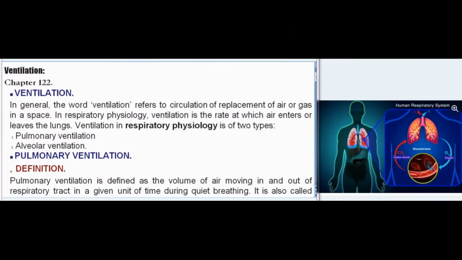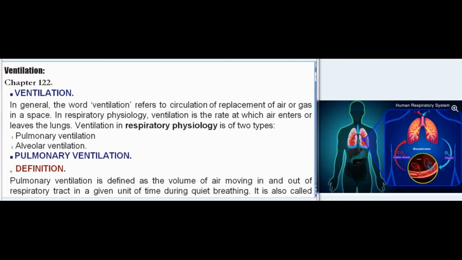Ventilation, Chapter 122. In general, the word ventilation refers to circulation or replacement of air or gas in a space. In respiratory physiology, ventilation is the rate at which air enters or leaves the lungs. Ventilation in respiratory physiology is of two types: pulmonary ventilation and alveolar ventilation.